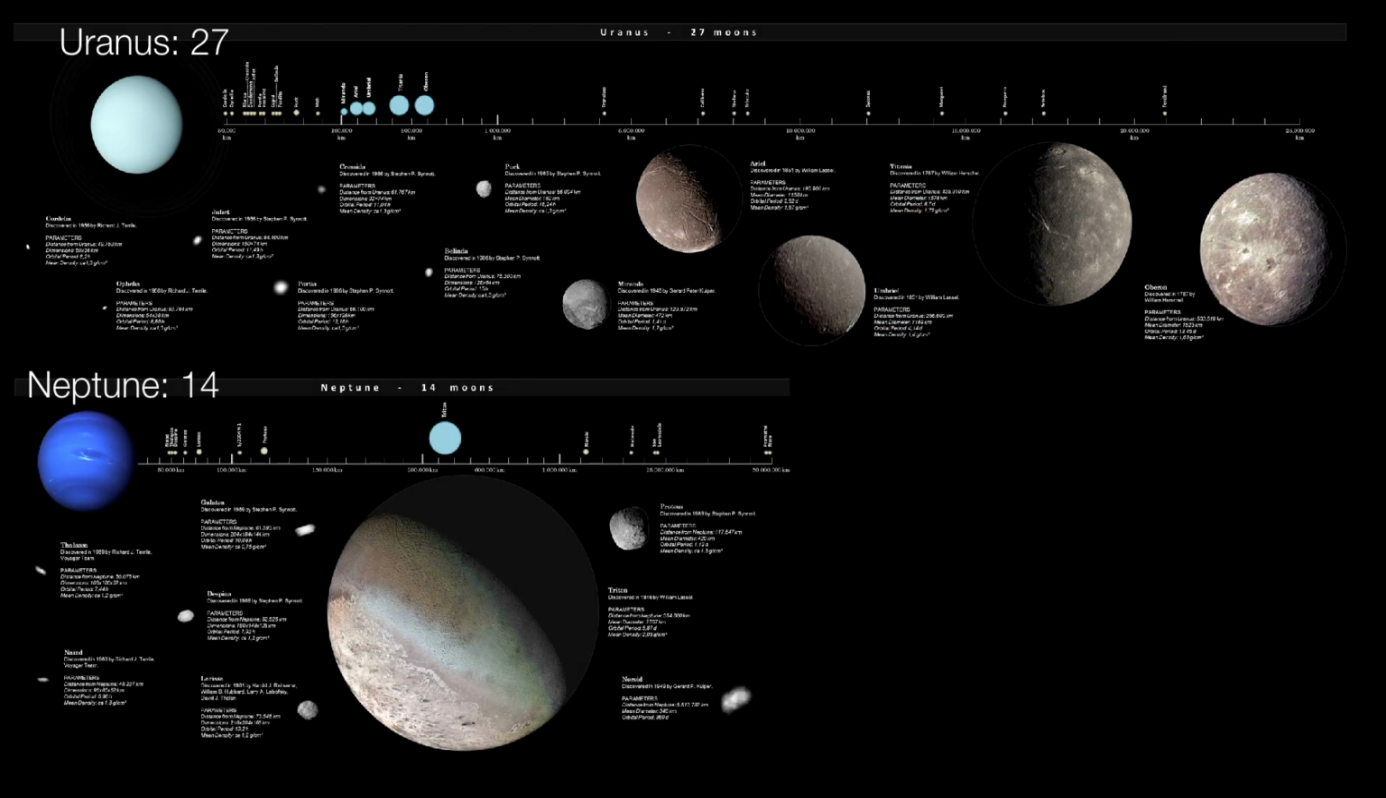Now, Neptune has 14 moons. And by the way, all of these are just counts of the moons that we know of. There may be others that we have yet to discover, and nobody would be terribly surprised if we did find additional moons around these planets.